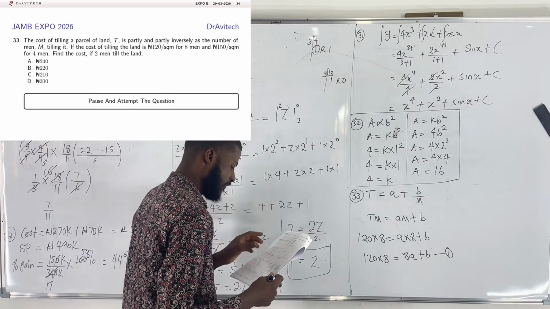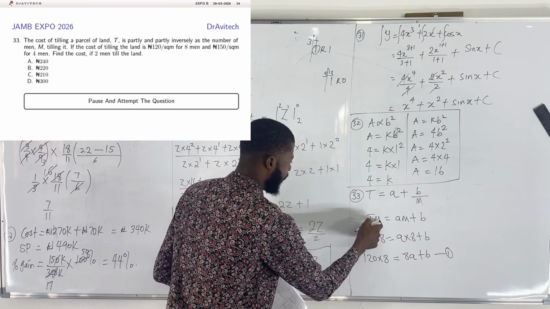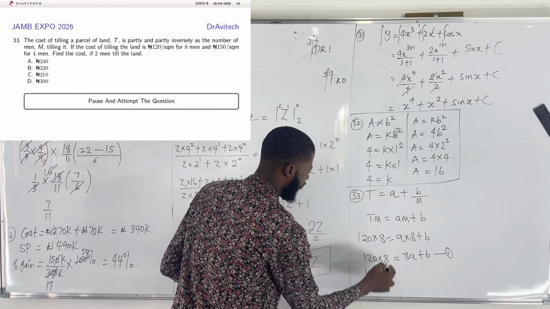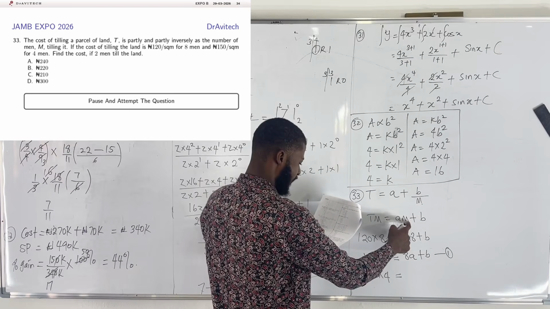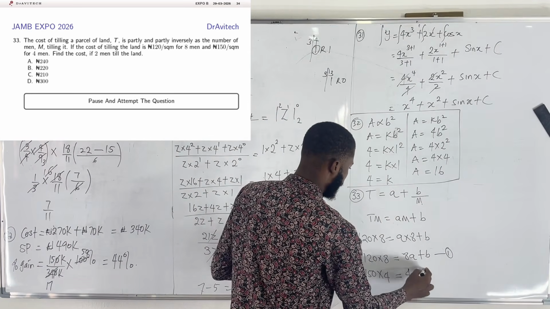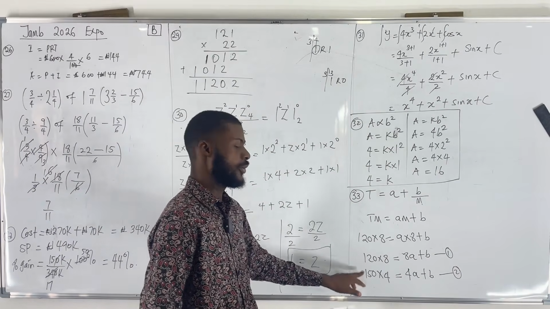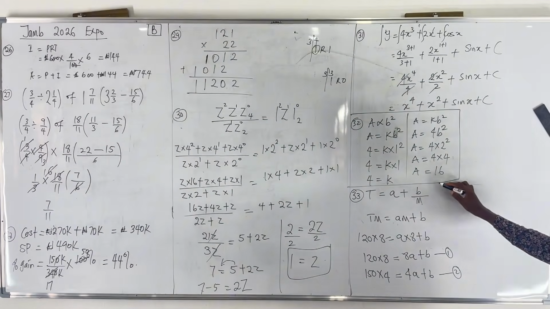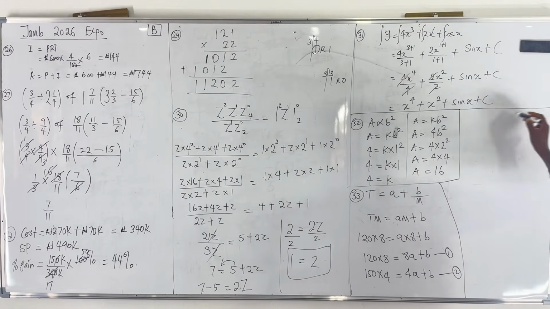Then the next one is 150. So I'm going to do it again using this formula. 150 times the number of men, because T is total cost. So this will be 150 times the number of men, which is 4 in this case. And this will equal A times the number of men, so 4a plus b. So this is equation 2. Now what do we do here? We're going to subtract both equations because it's a simultaneous equation. So subtract both equations.